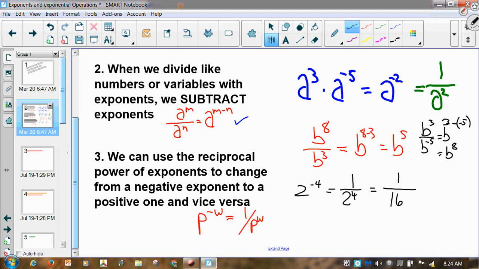And so we have 1 over 16. So 2 to the minus fourth really is 1/16. Seems a little weird, but that's the way it works. And we'll do some illustrations a little bit later on when we put these things all together. Okay, so that's the first three major properties.